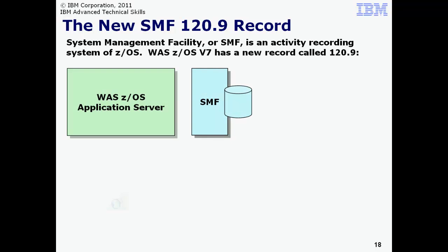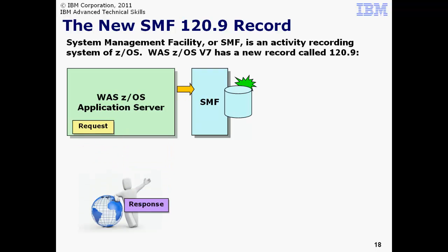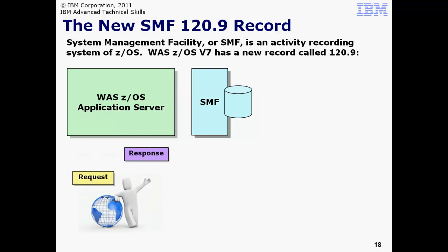Picture a z/OS application server in the SMF function of the z/OS operating system. Now, picture requests coming in from users and responses going back. With the SMF 120.9 record, information about every request is written out to SMF. SMF is a very efficient recording function. A great deal of the writing is first done to memory buffers and later rolled out to files. The impact to your system of using the SMF 120.9 function has been shown to be very low.